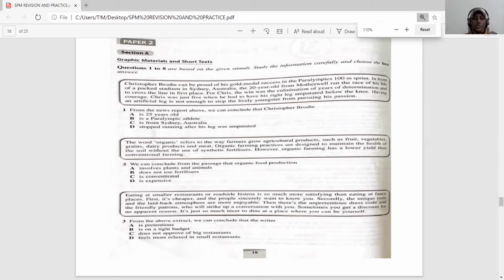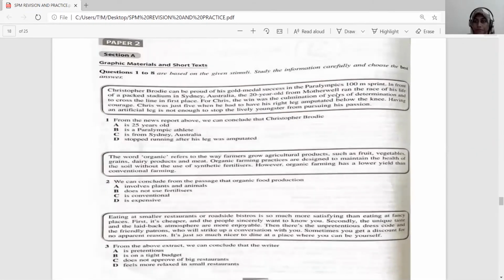Number one, what is your answer, class? Yes, number one is B, right? Even though they are talking about the person, all right, about his character and what happened, but the main point here is he's a Paralympic athlete. Paralympic ialah orang kurang upaya, all right? Okay, number two. Can you read? Is it okay or you want me to zoom more? Okay, number two. What will be your answer?